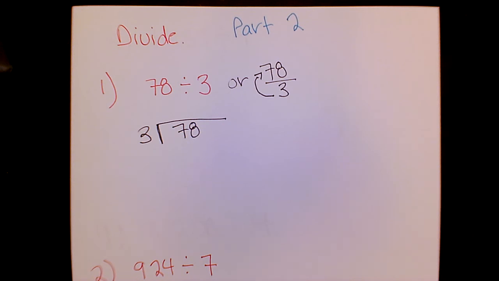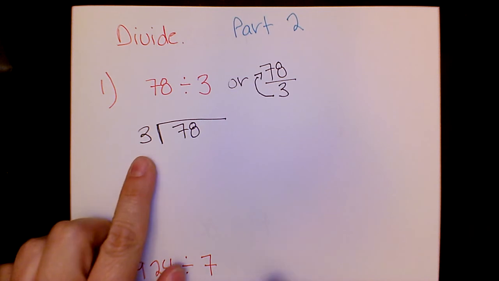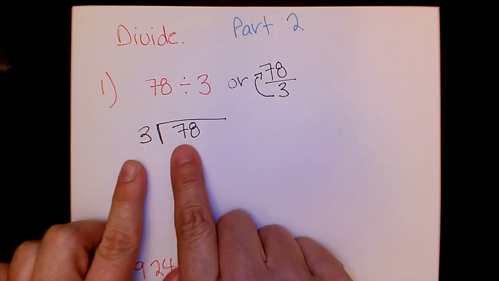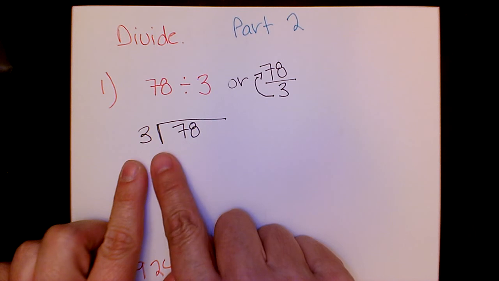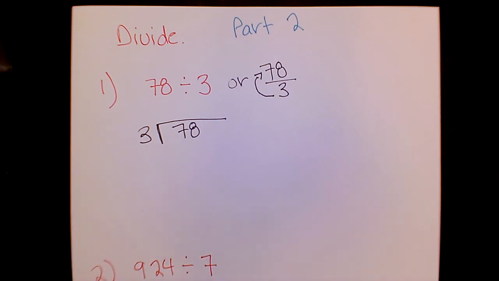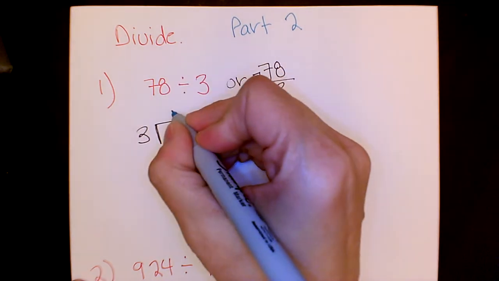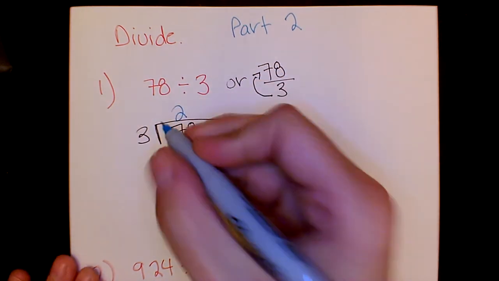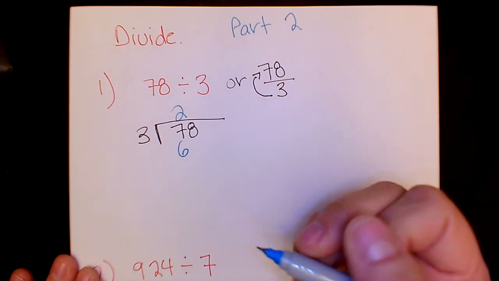Okay, so first thing, let's look at 3 and let's look at 7. Does 3 go into 7? If so, how many times? How many 3s, groups of 3, are in 7? The closest you can get. So 3 times 2 is 6. That's pretty close. So 3 times 2 is 6. Let's put the 6 there.